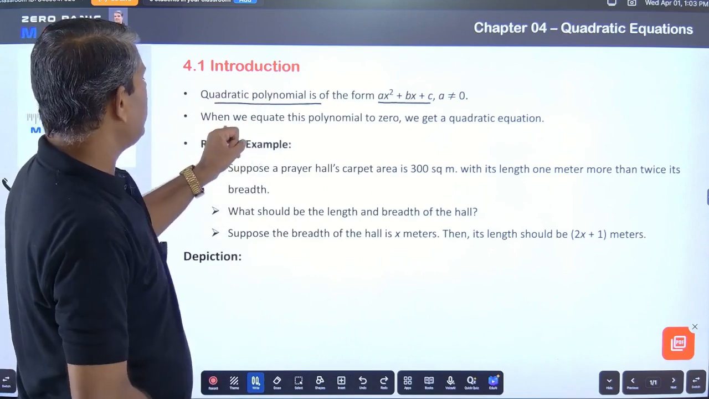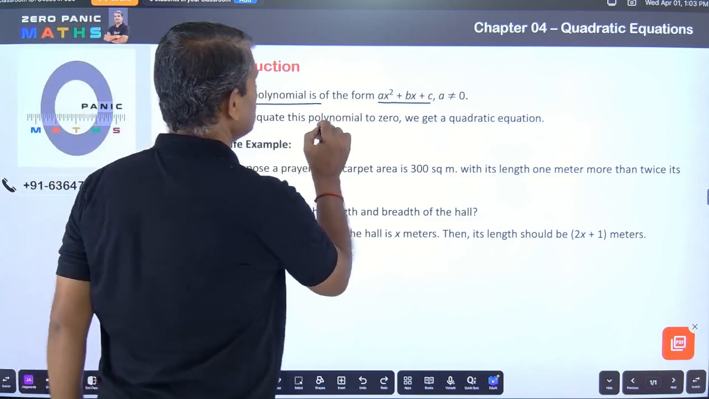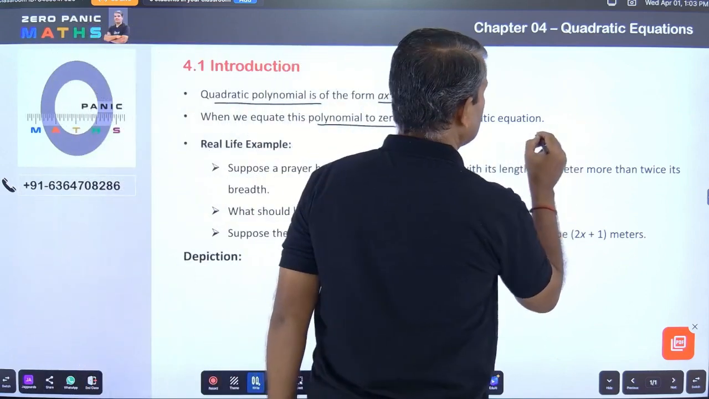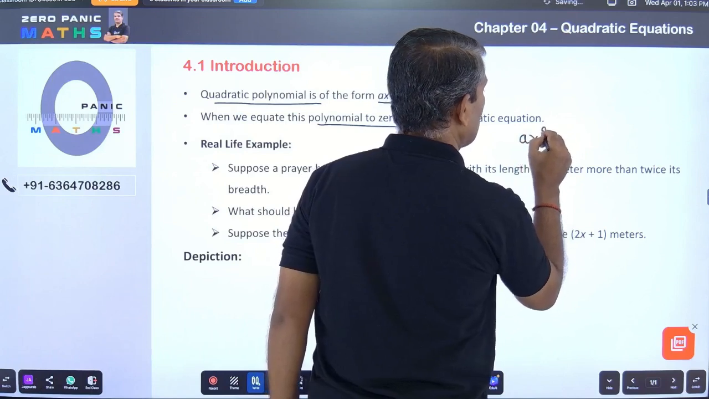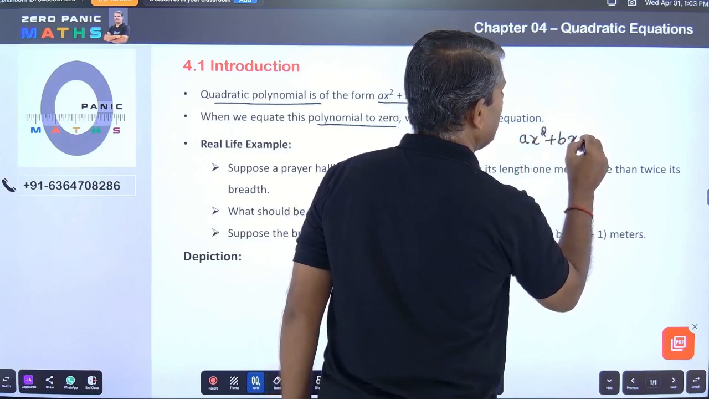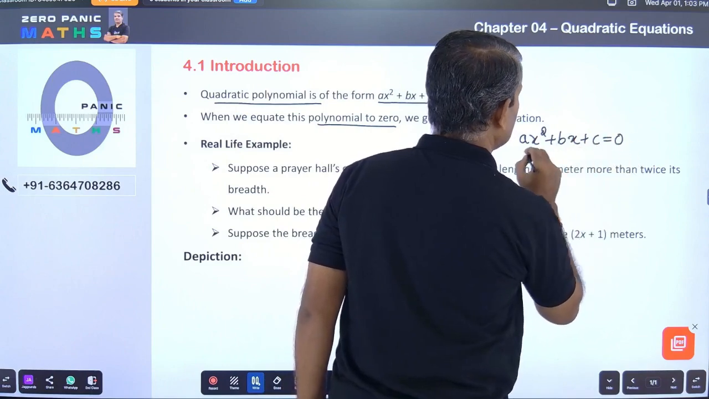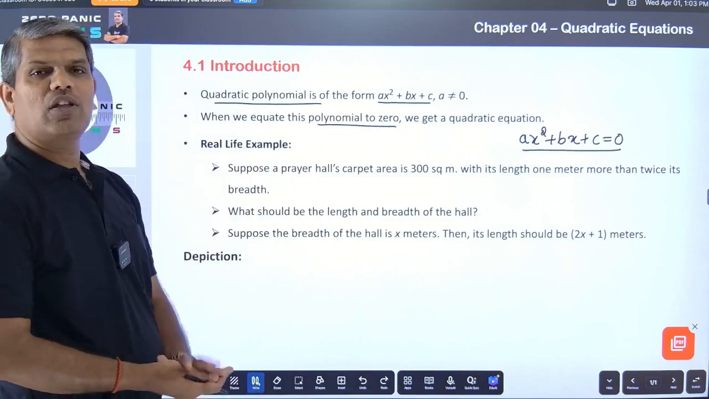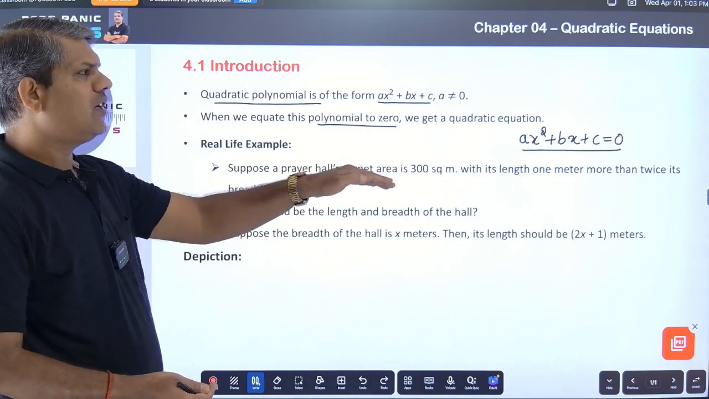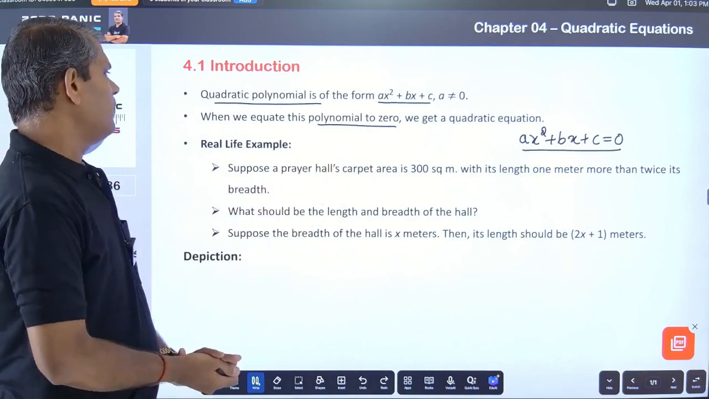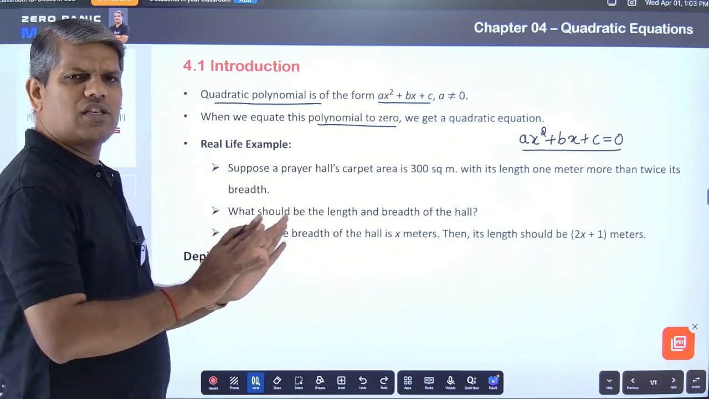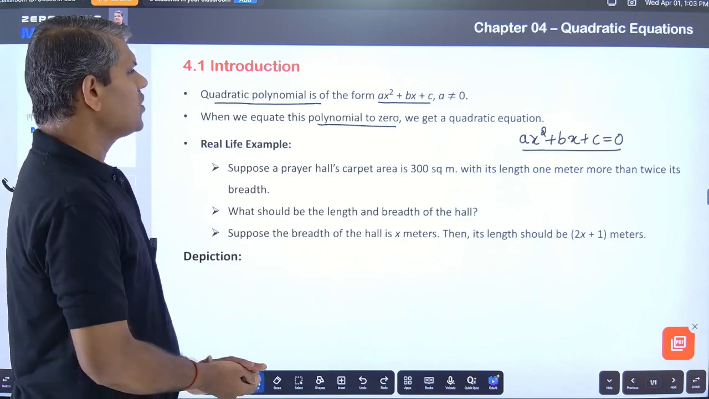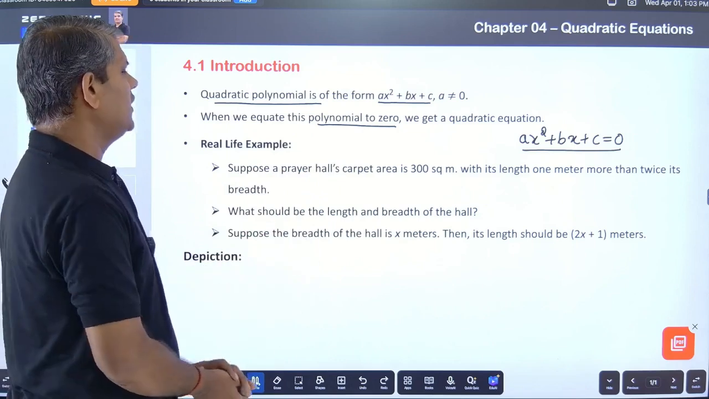Now when we equate such a polynomial to 0, we get a quadratic equation. It means that if you write a quadratic polynomial and equate that to 0, this itself is called a quadratic equation. A polynomial without equating to 0, and an equation if you equate that to 0. This is just a simple definition of what exactly a quadratic equation is. We will see some examples in the discussion.